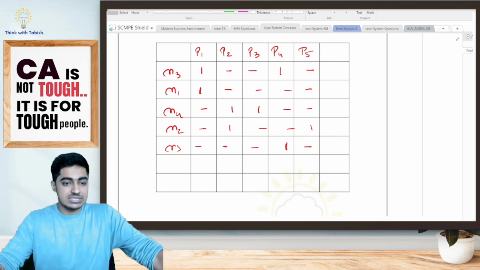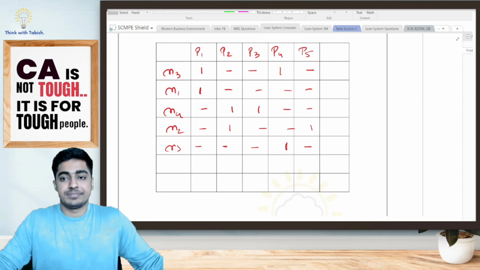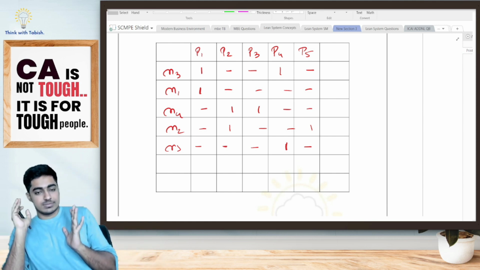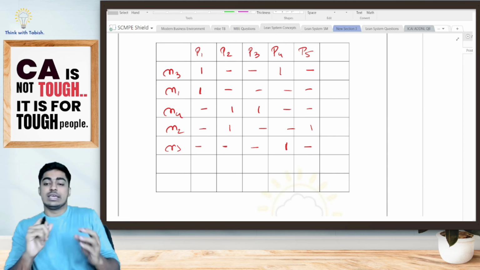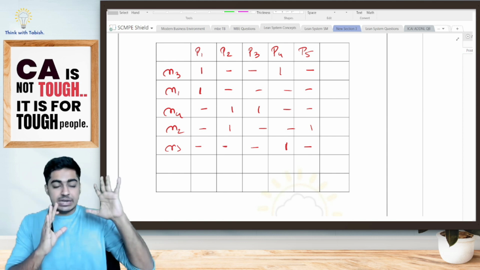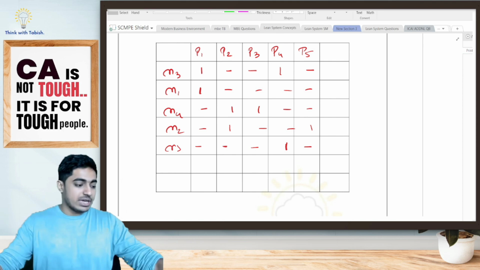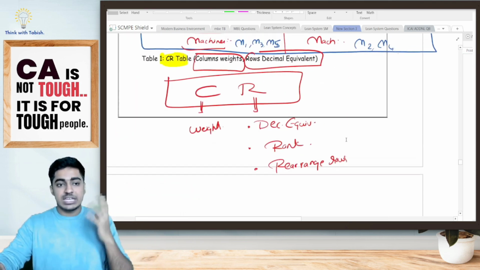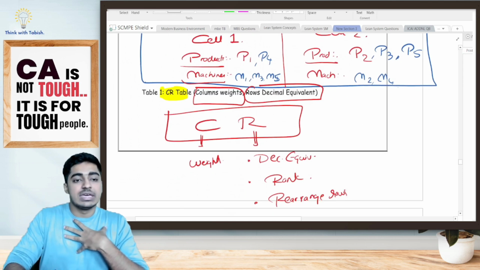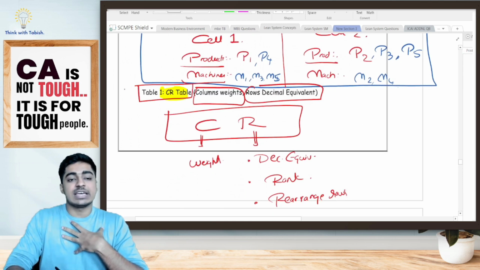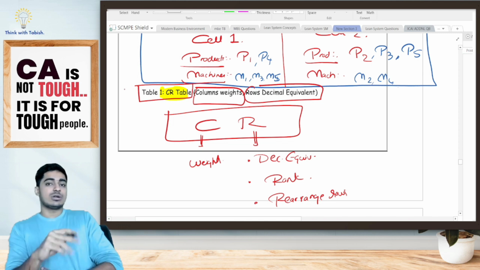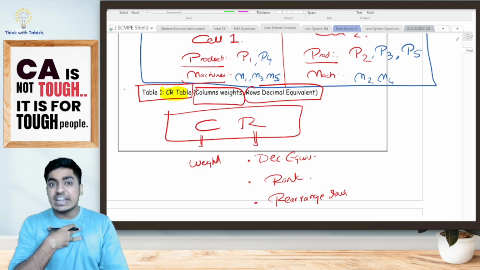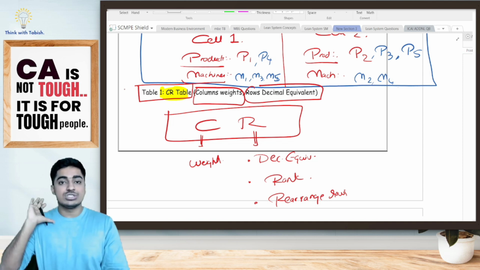Have you done this? Yes, everyone? Yes, no doubts till now. Let me repeat what we have done. Pay attention, students. For every table, we have given a name. Table number 1, I have given it as CR table, Cristiano Ronaldo table. Is it given by ICAI? No, it is just for our understanding to make our solution simpler.